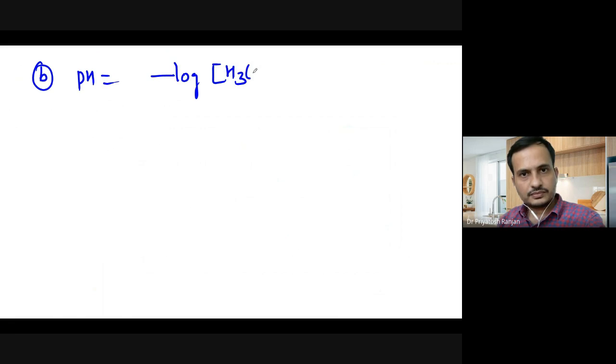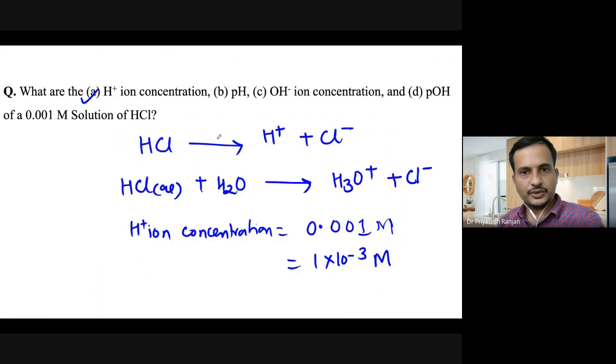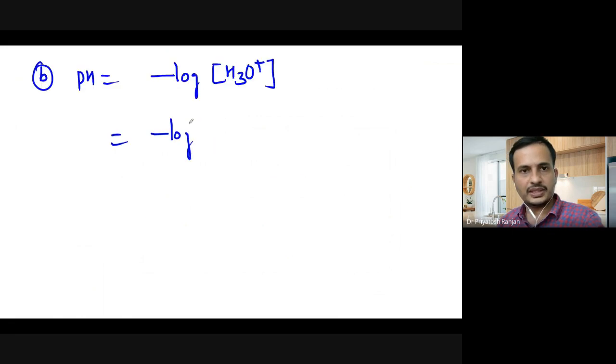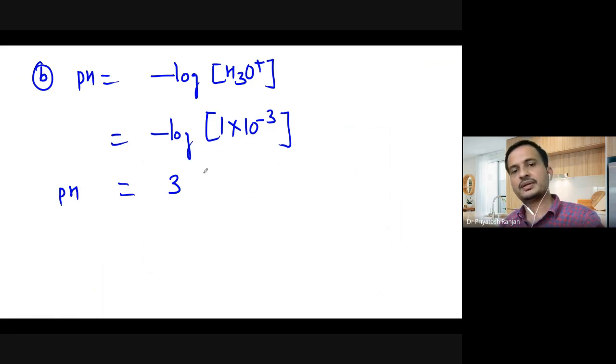The B is the pH. So the pH of this solution is going to be negative log of hydronium ion concentration, or you can even consider hydrogen ion concentration. What that is going to be? Negative log hydronium ion concentration. Just now we have calculated, it's going to be 1 into 10 raised to the power minus 3 molar. Simple log calculation, and this value is going to be 3. You can either use a calculator or you can follow a log table.